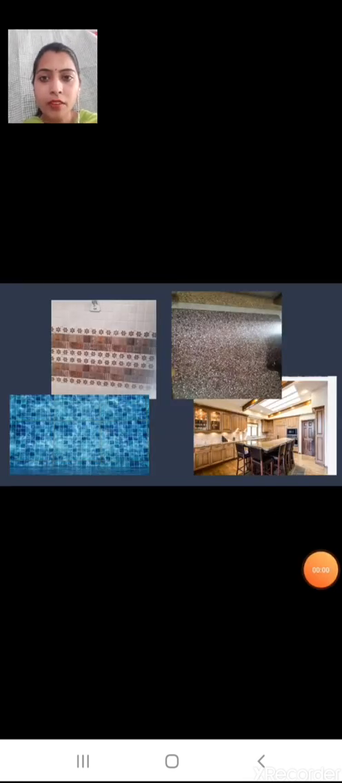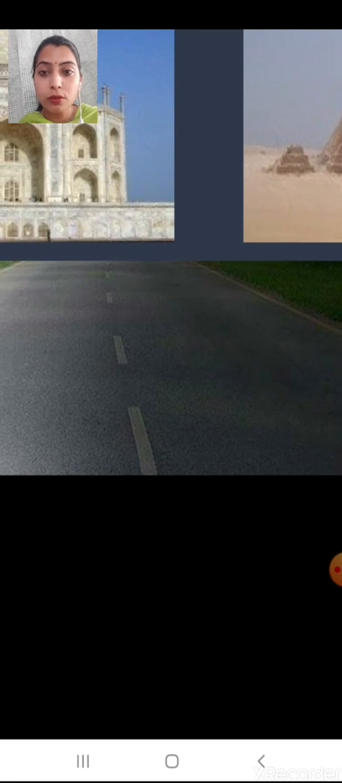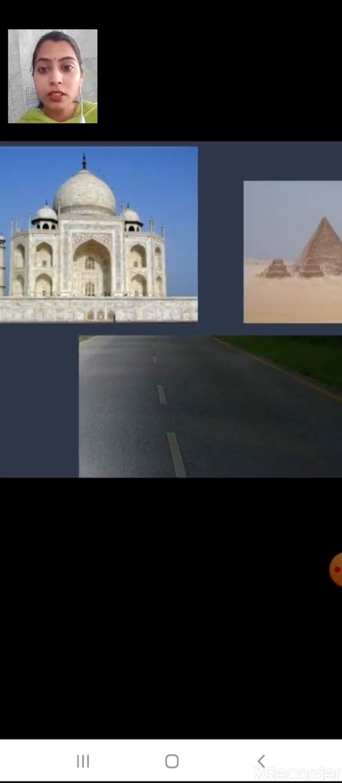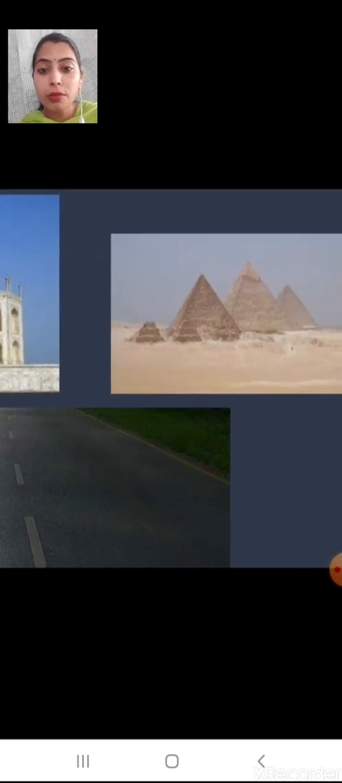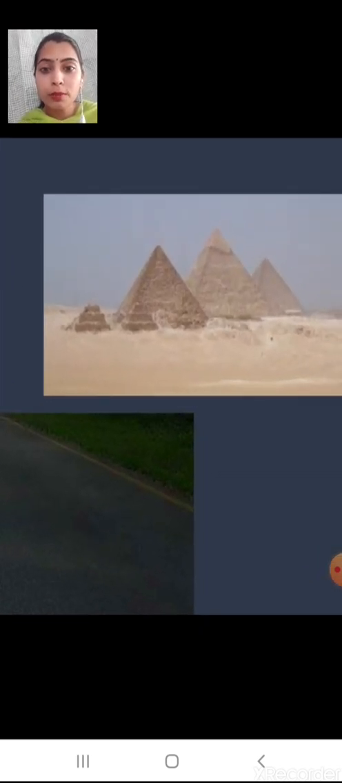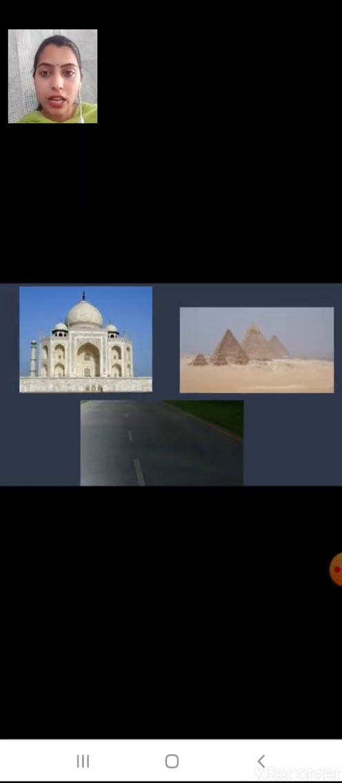Now, moving on. Buildings are also made up of rocks. They use bricks, cements. These all are made from rock. See more examples. Roads are also made up of rocks. The historical monuments are also made up of rock. Marble is used in making the Taj Mahal. The pyramids of Egypt, these all are made from rocks. Understood?